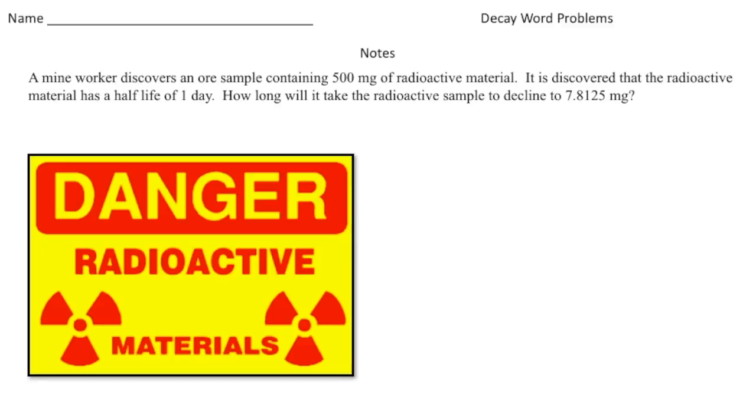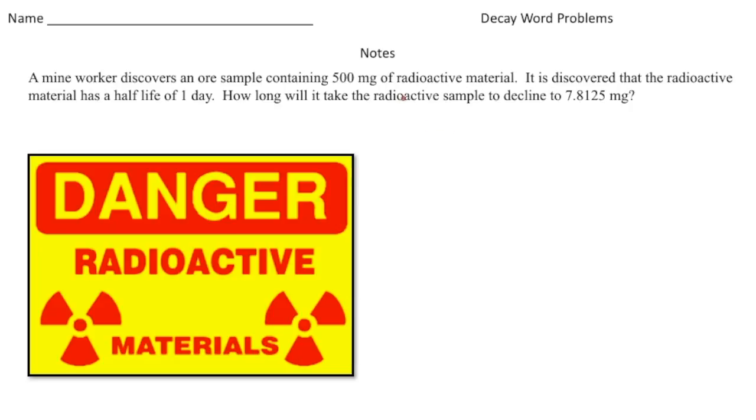In this video, we're going to solve another decay problem and another growth problem. Alright, so here's the decay problem. It says, a mine worker discovers an ore sample containing 500 milligrams of radioactive material. It is discovered that the radioactive material has a half-life of 1 day. How long will it take the radioactive sample to decline to 7.8125 milligrams?